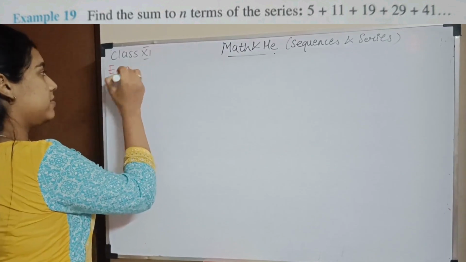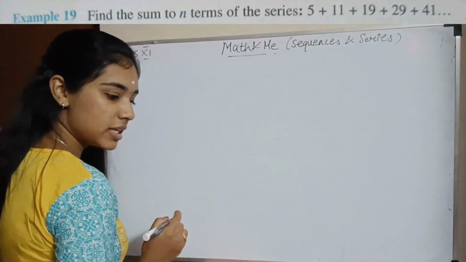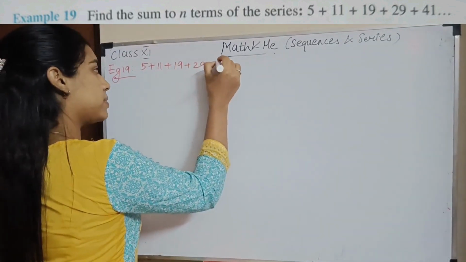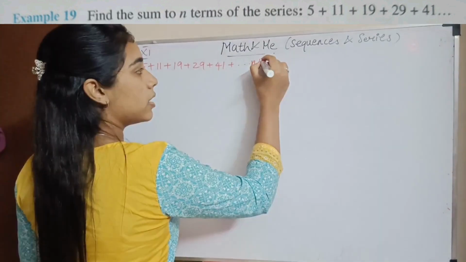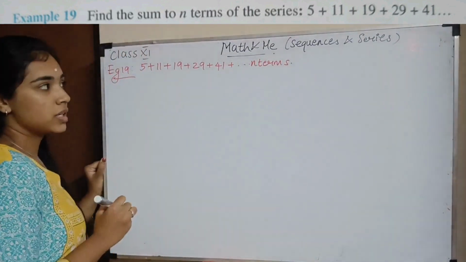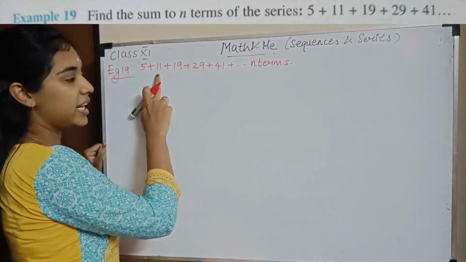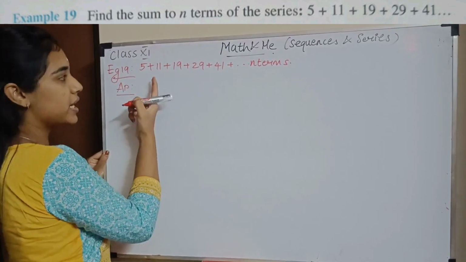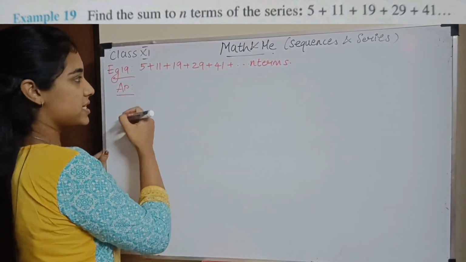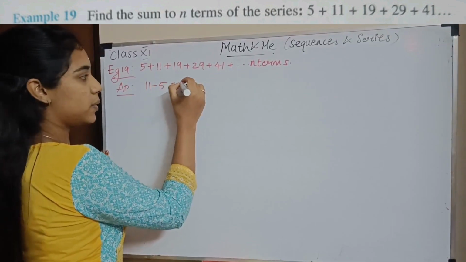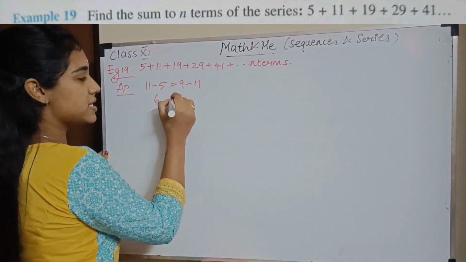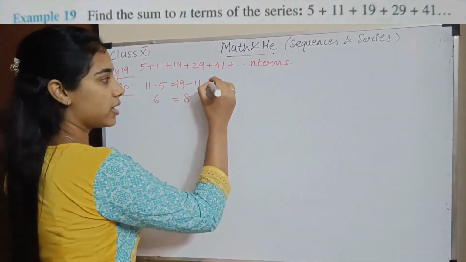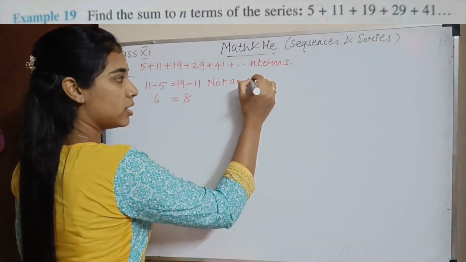Example 19. Find the sum of the series 5 plus 11 plus 19 plus 29 plus 41 and so on up to n terms. So first we need to check if this is an AP or a GP. Correct? So let's see if it's an AP. For an AP, A2 minus A1 equals A3 minus A2. Let's see. 11 minus 5 equals 19 minus 11. What is 11 minus 5? 6 equals, 19 minus 11, that's 8. 6 is not equal to 8. It is not an AP.